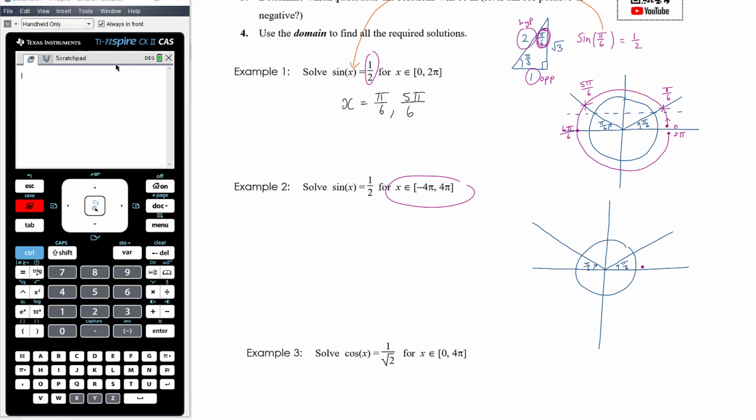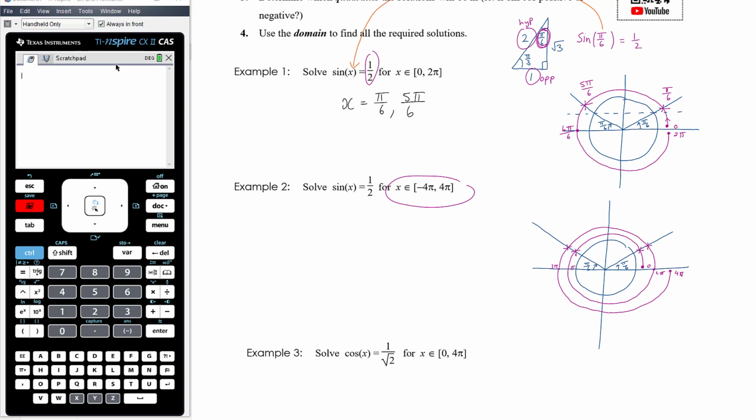We have already done 0 to 2 pi, so we're starting at 0, travelling around our unit circle to pi, to 2 pi, to 3 pi, and around to 4 pi. Okay, so from 0 to 4 pi, we're going to get 4 solutions: 1, 2, 3, and 4.